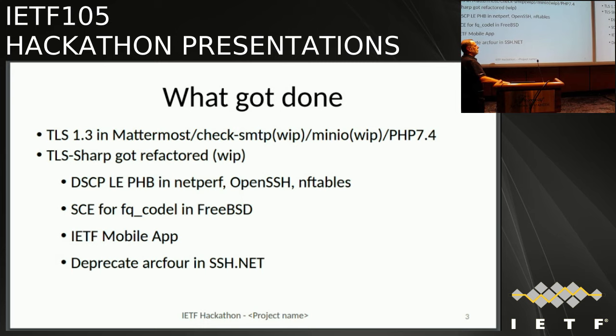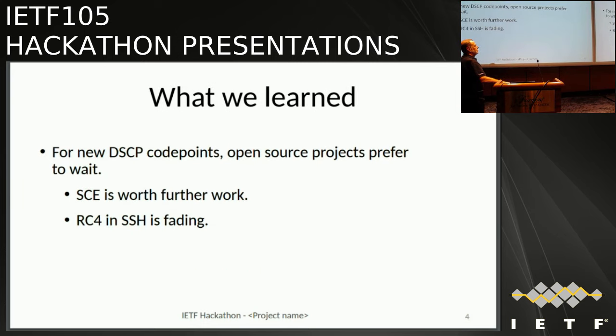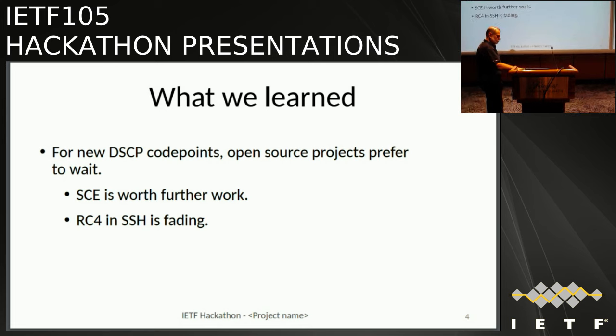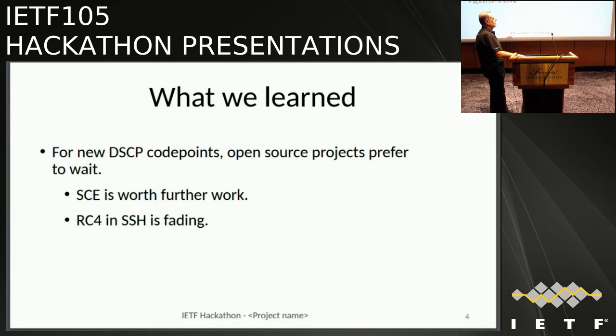So next slide, please. What we learned basically was that open source projects tend to want to wait for new DSCP code points to become RFCs before accepting patches. That's the case for SSH, so we wanted to wait. RC4 in SSH is mostly fading away. It's mostly going away. We've not seen that many cases of open source projects still shipping with it.